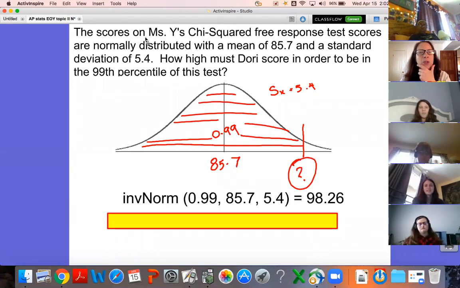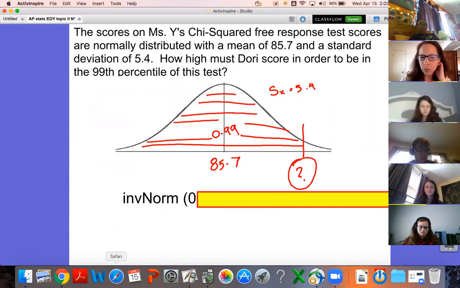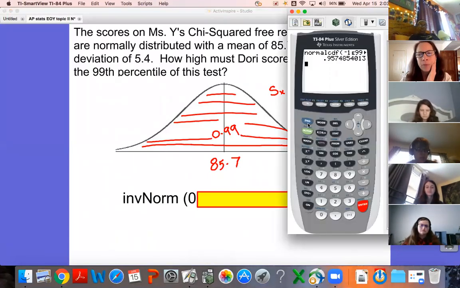All right, so let's say that we took the chi-squared test and same mean, same standard deviation, and now we're going to ask, well, how high does Dory have to score in order to reach the 99th percentile? So if you guys recall, knowing what the percentile means is I know this area, I'm looking for her score. So when you're looking for this on the bottom of the curve, not the area inside, you have to do the inverse norm calculation. So when you go to inverse norm, you go to 2nd VARS, number 3. They want to know the area. Well, if it's 99th percentile, your area is 0.99.